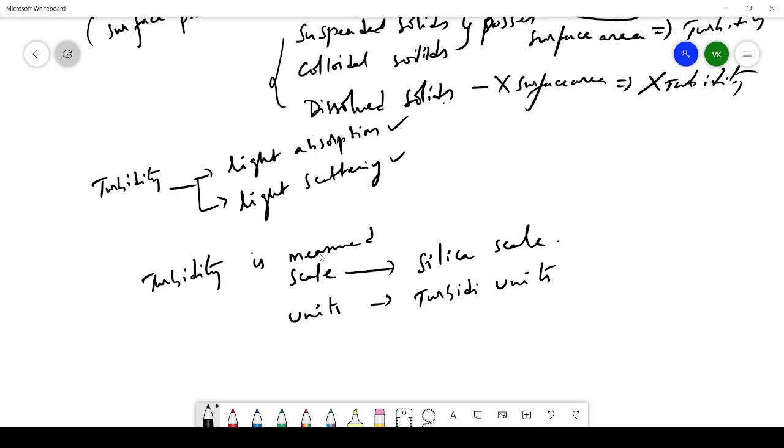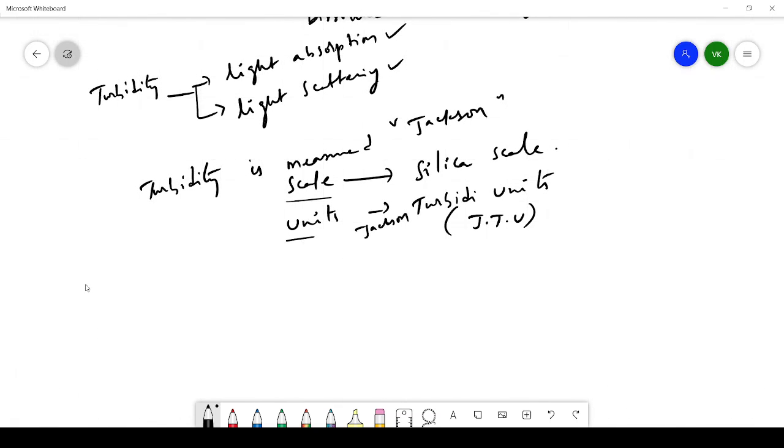This scale was introduced by Jackson. It was prepared and introduced by Jackson. That's why units are named as Jackson turbidity units, JTU. This is how you are going to express the turbidity in water. How did Jackson prepare that scale? Let us see.